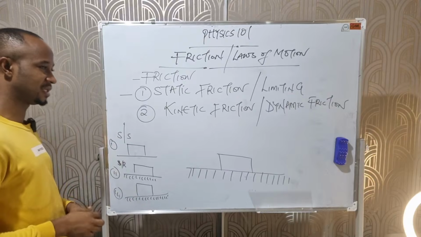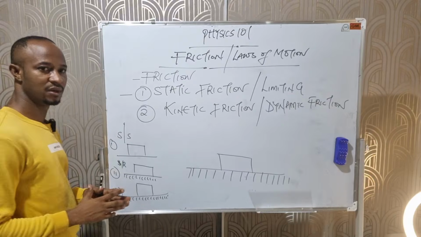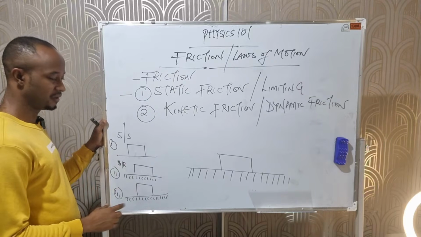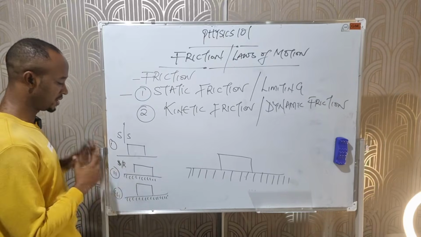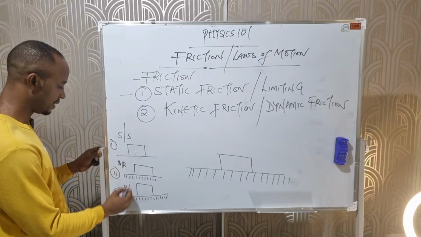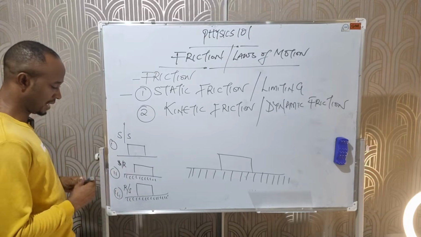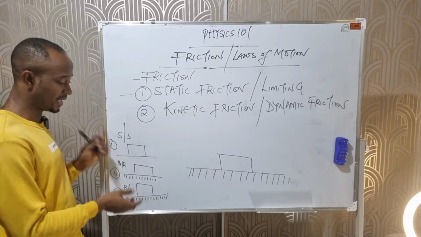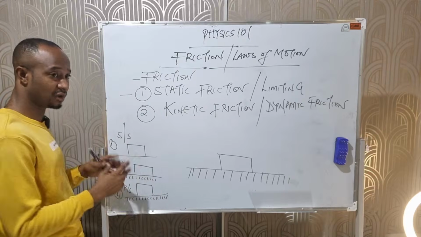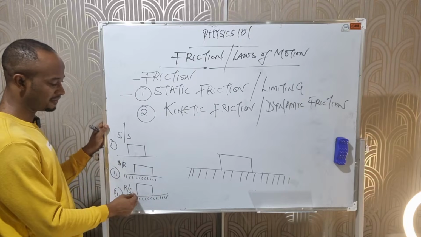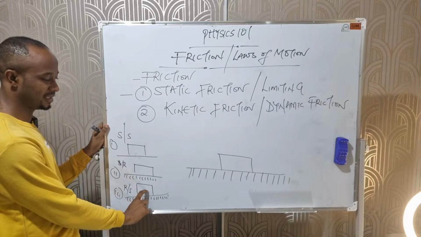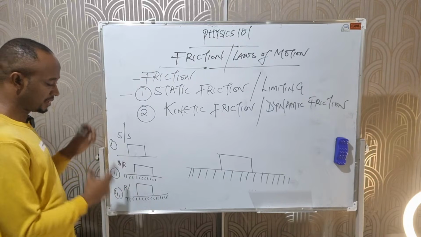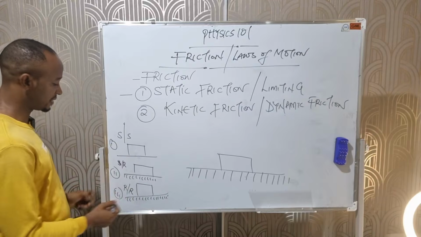Which of these do you think will have a maximum static frictional force, or maximum friction? Friction will exist more on this body because both the body and the surface are rough. So I will have more frictional force existing in this body because the body and the surface are both rough, right?